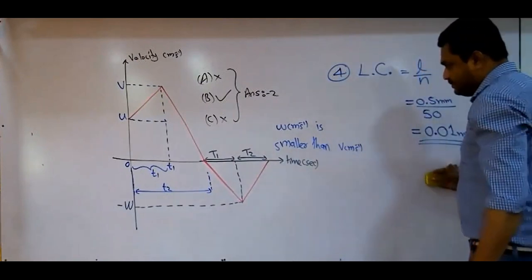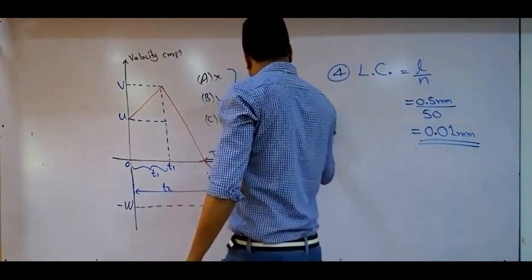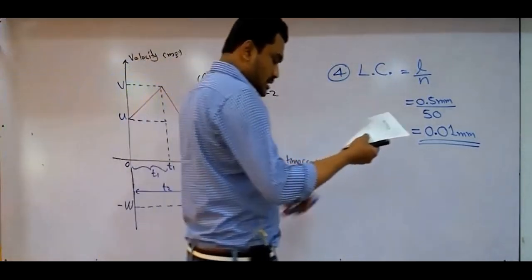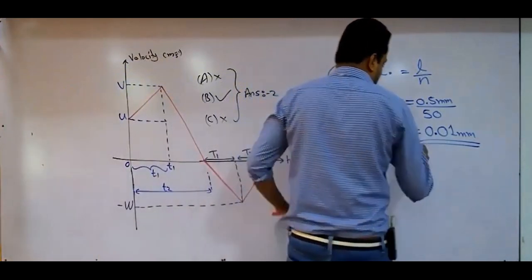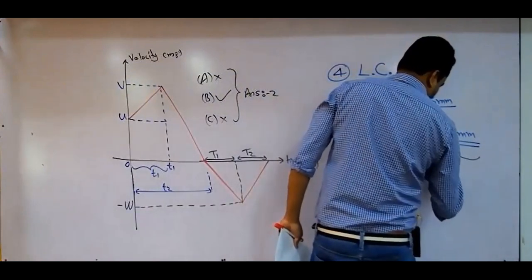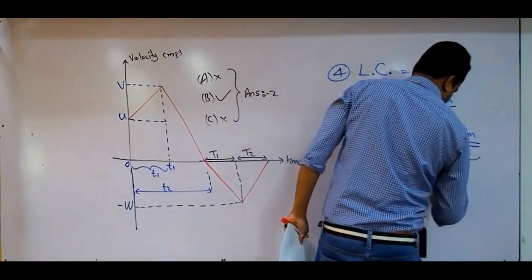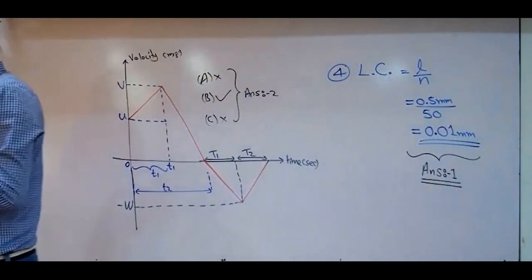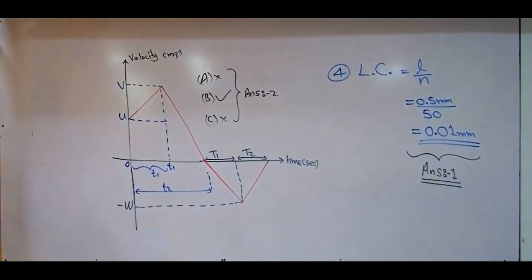Remember this equation here: length of a main scale division divided by the number of divisions on the vernier scale. Question number 4, answer is 1. Question number 5. Read.